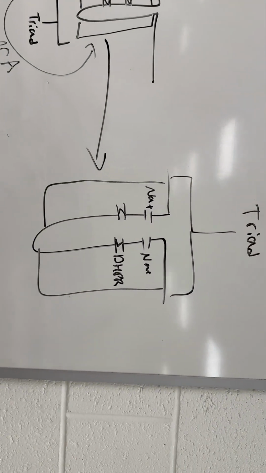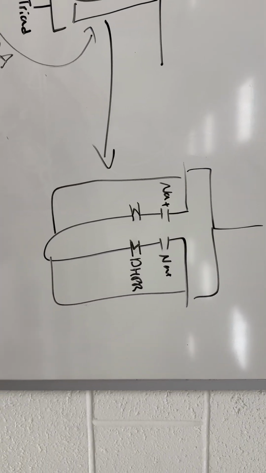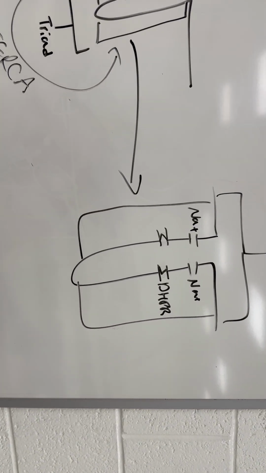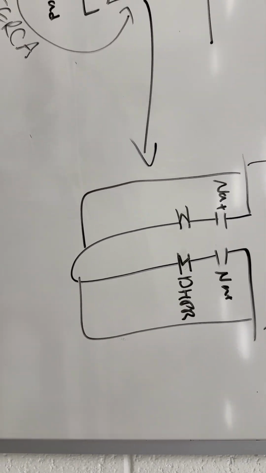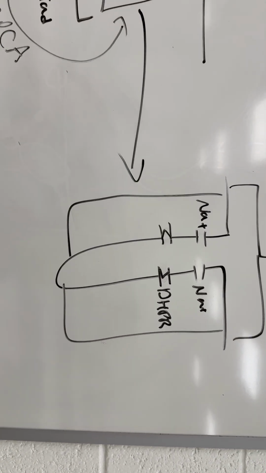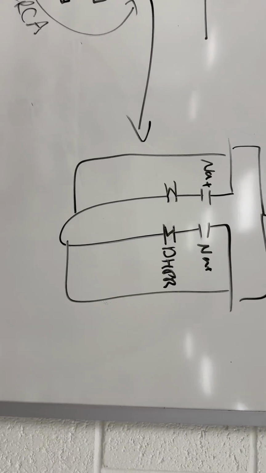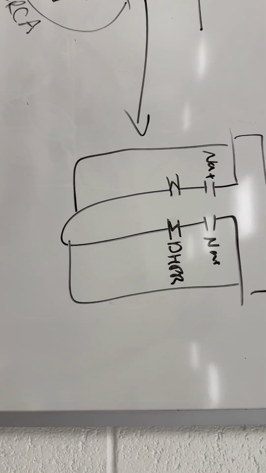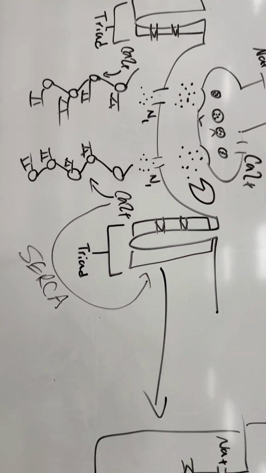And this is a little close-up of our triad. See, we have the T-tubules, terminal cisternae. I drew the voltage-gated Na channels that propagate the action potential, and then the DHPR complex that opens up and drops calcium down into the cytoplasm, which diffuses onto the sarcomere.